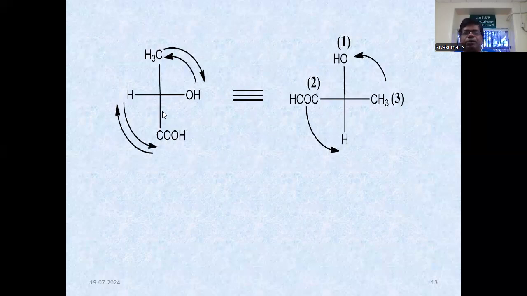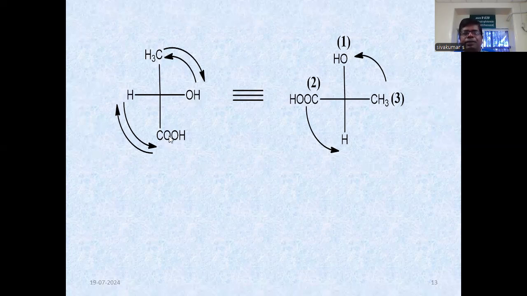So here a simple example is given, showing how to assign the RS configuration. First of all, we should observe the atoms attached to the asymmetric carbon. Here oxygen, here carbon, here hydrogen. Oxygen has the highest atomic number, therefore it takes the first priority. Therefore, assign the number 1 to the hydroxyl group. Then for the second priority, these two are identical atoms, carbon and carbon. Therefore, we observe the neighboring atom.